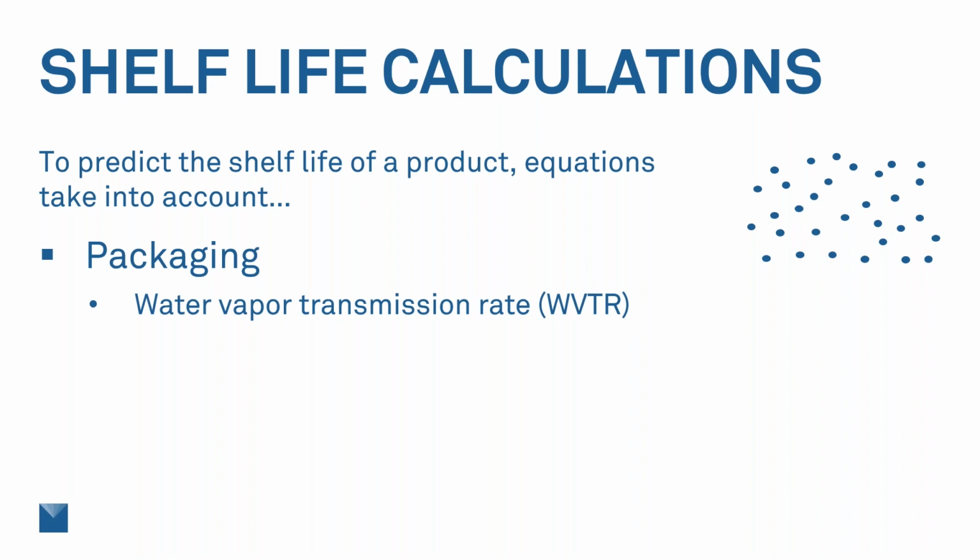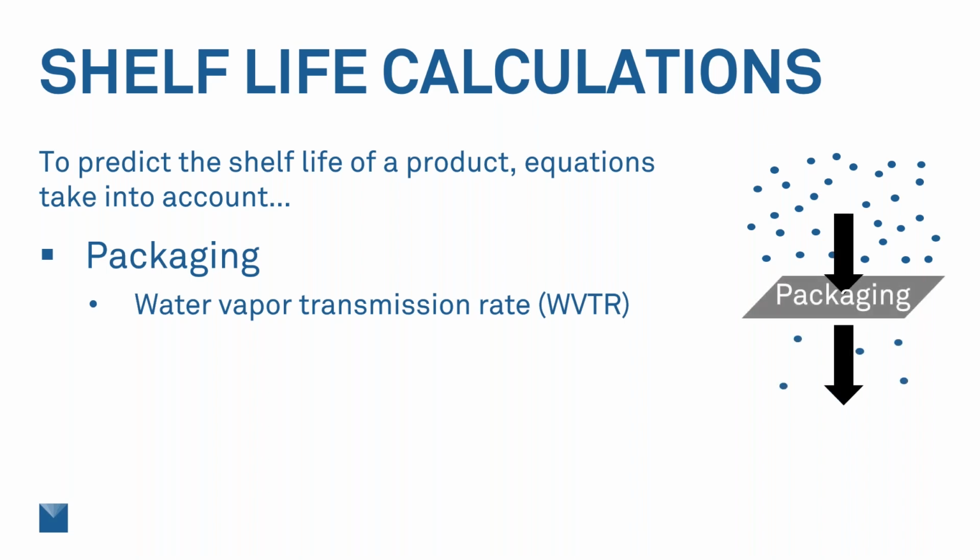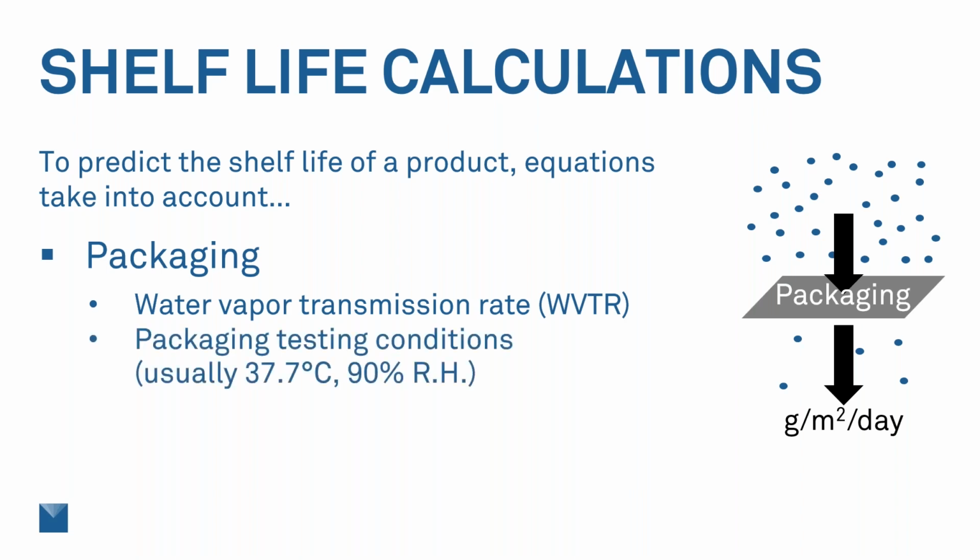In any environment, you have a certain amount of water in the air, and the packaging that you choose for your product is only going to allow a certain amount of that water to pass through your packaging and interact with your product. This is generally measured in grams per meter squared per day. Your packager is going to test that packaging under certain conditions. Generally, these conditions are around 38 degrees Celsius and 90% relative humidity. Those conditions are going to come into play for our calculations.